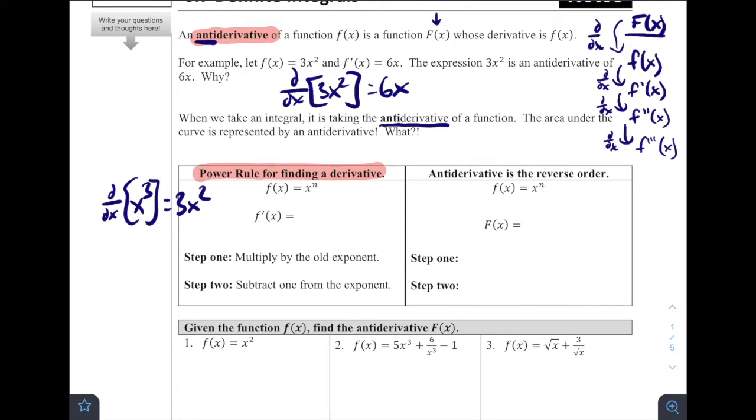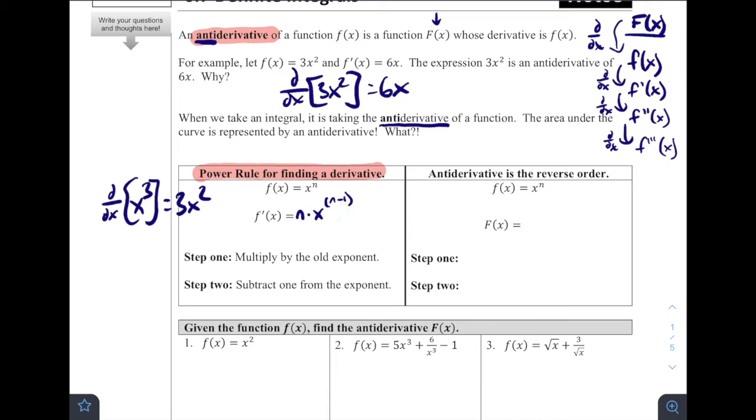And what do we do here? Well, we notice that whatever the exponent is, we bring that to the front as a coefficient. We multiply that with any numbers that are already there, and then we subtract one from the exponent. So in this case, if our exponent is n, that n comes to the front, it multiplies by our function x, and then we subtract 1 from the exponent. So the derivative, using the power rule, of x to the n is n times x to the n minus 1. Step 1 is we multiplied by the old exponent. Step 2 is we subtracted 1 from the exponent.